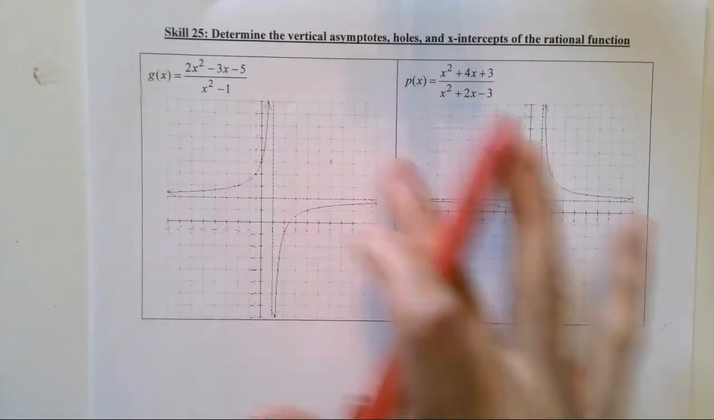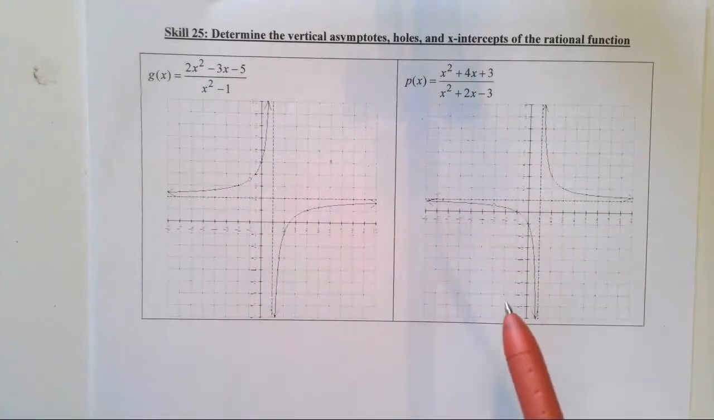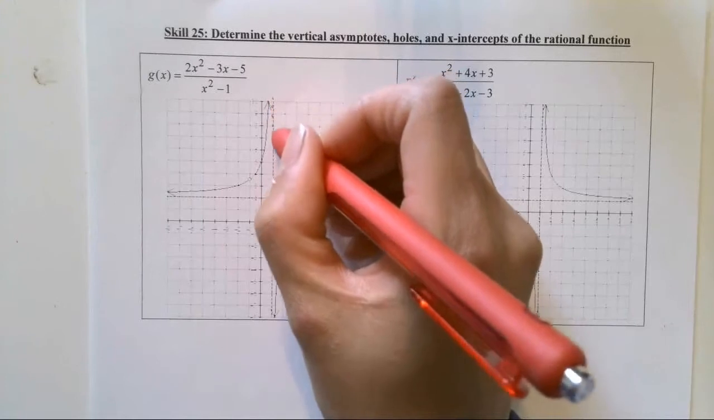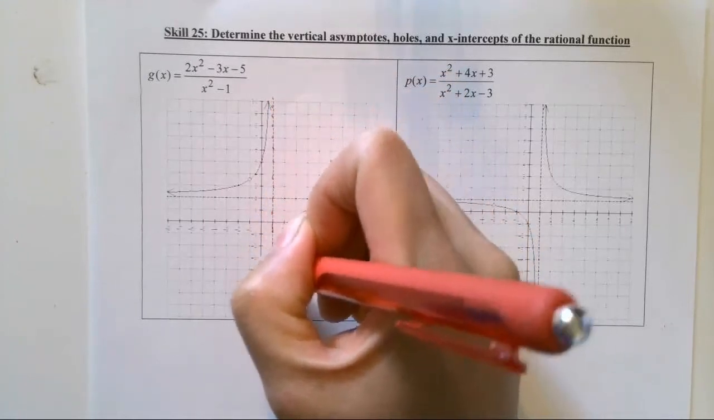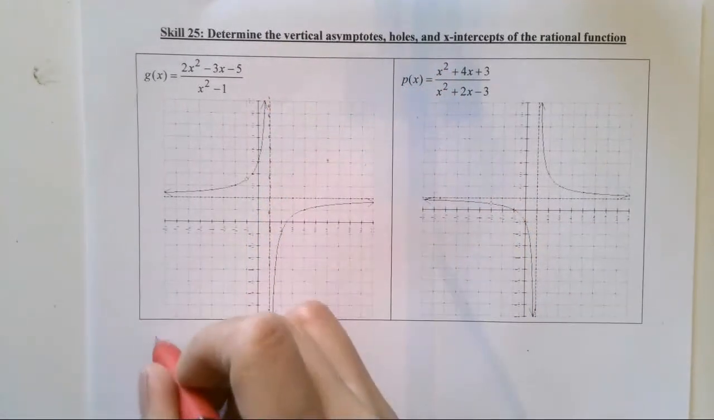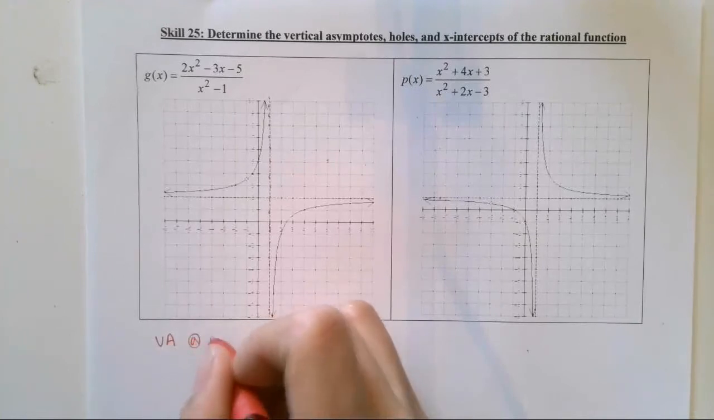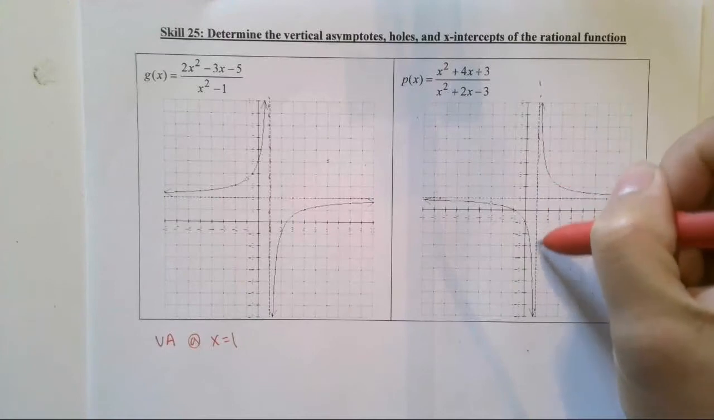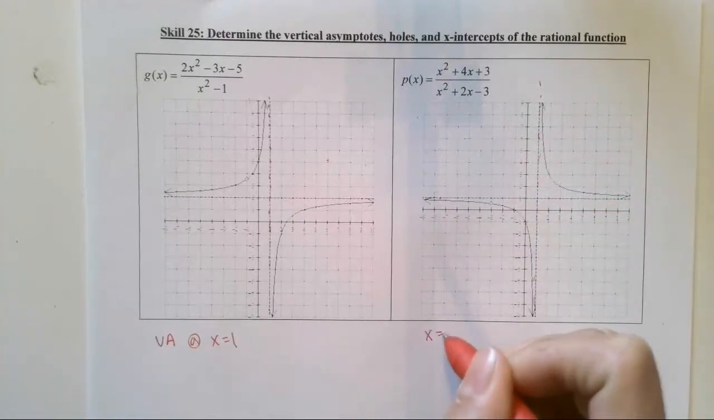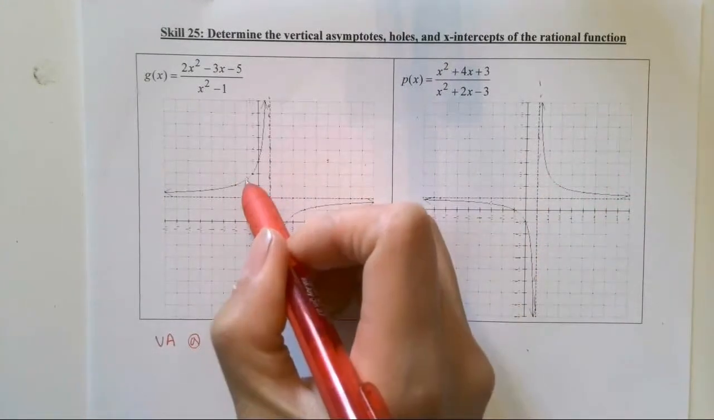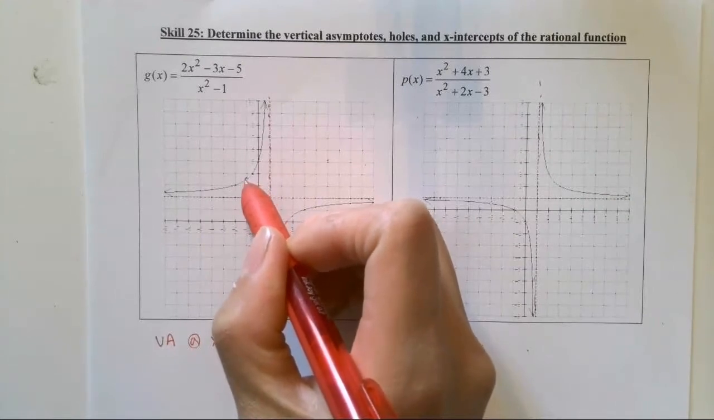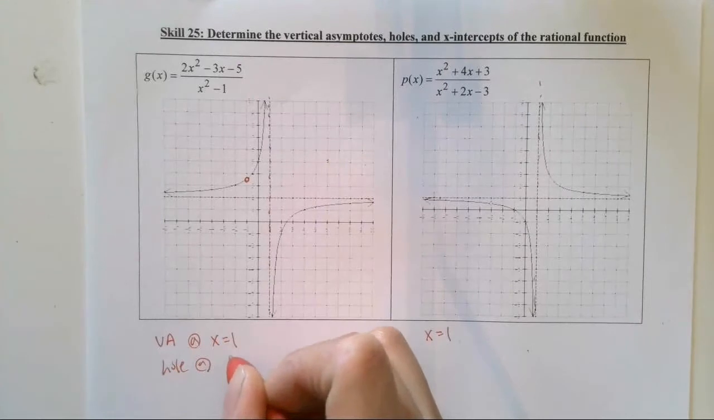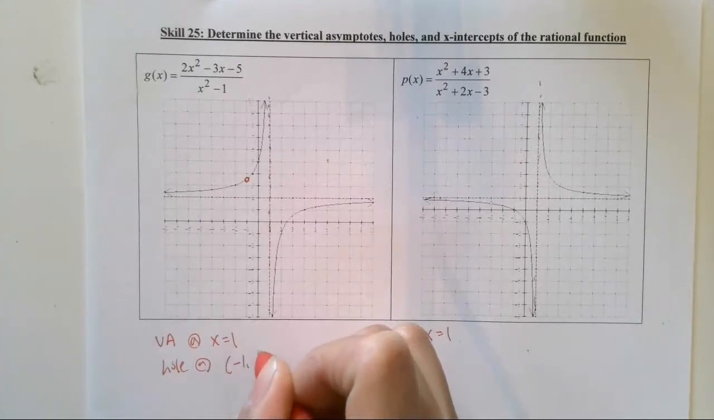Look at these two rational functions. This one has a vertical asymptote right here at x is equal to 1, so I'm going to write it down: vertical asymptote at x is equal to 1. What about this one? Vertical asymptote at x equal 1 as well. Are you with me? What about the hole? There's a hole right here. I know you can't really see it. So hole at -1 comma 3.5, I want to say.